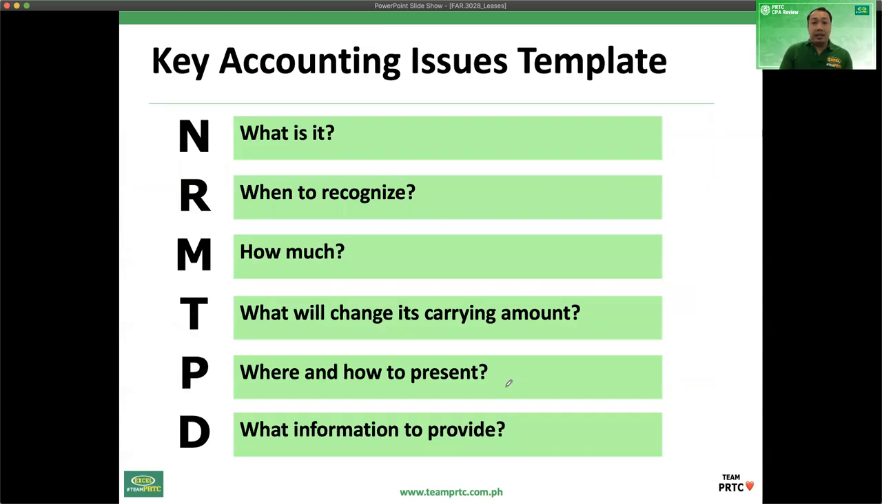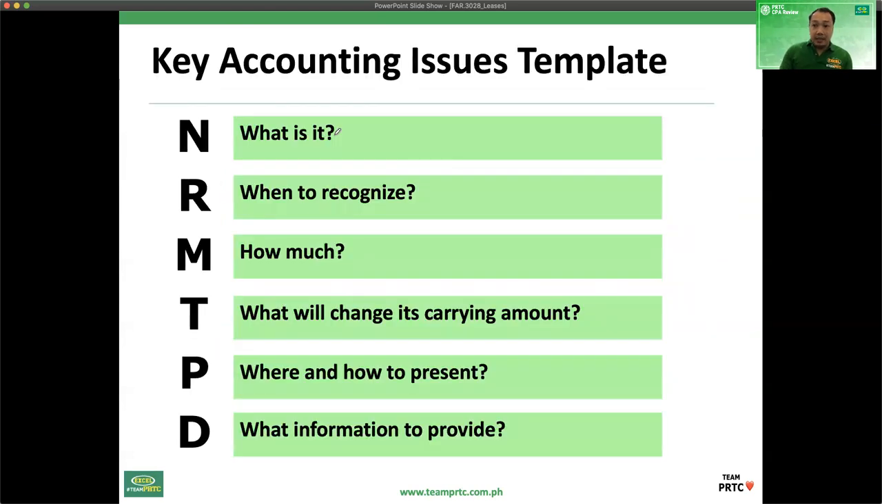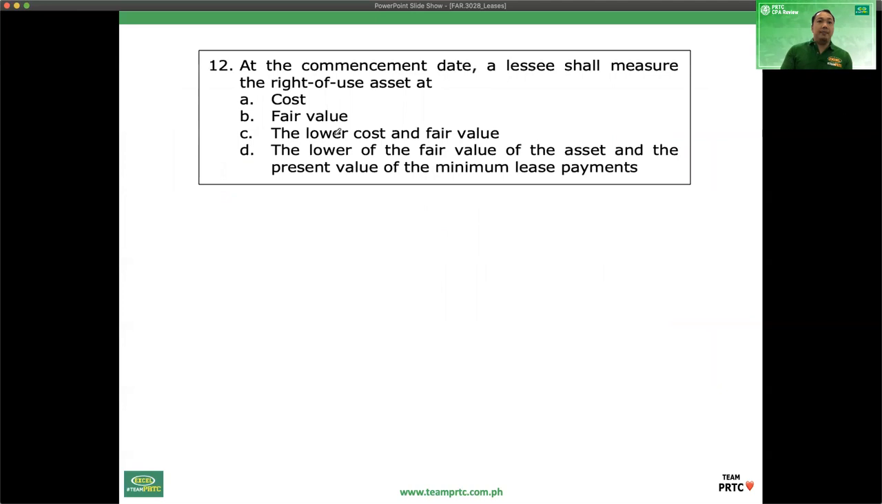So again don't forget our key accounting issues template. So NRM TPD. And as noted already, dalawa yung i-account natin sa part ni lessee. Right of use asset, and lease liability. Now, para hindi tayo ma-confuse, para hindi mag-mix up, isa-isay natin. Unahin muna natin yung right of use asset. Mamaya na yung lease liability. So, in relation to right of use asset, number 12.